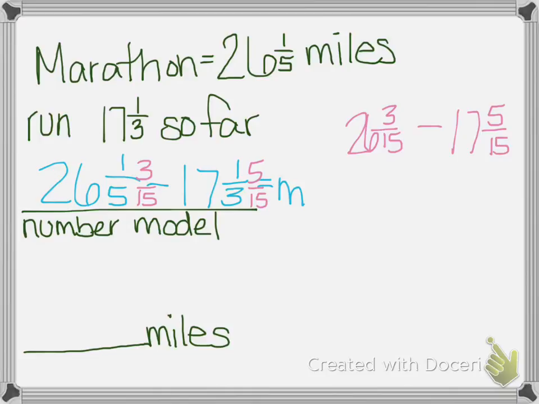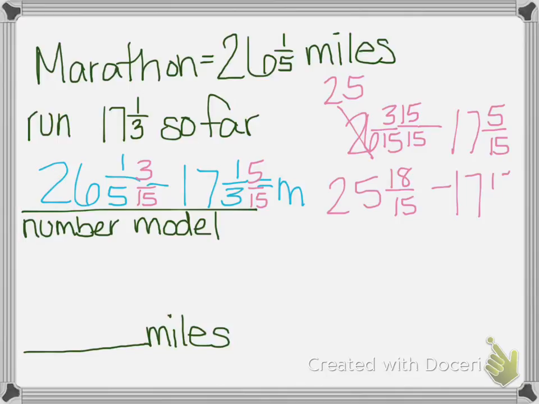If I look here, I can't do 3/15 minus 5/15, so I have to borrow from my whole number. So my 26 becomes a 25, and I add 15/15 to my answer. So now I have 25 and 18/15 minus 17 and 5/15. 25 minus 17 is 8. 18/15 minus 5/15 is 13/15. So she has 8 miles and 13/15 of a mile left to go.